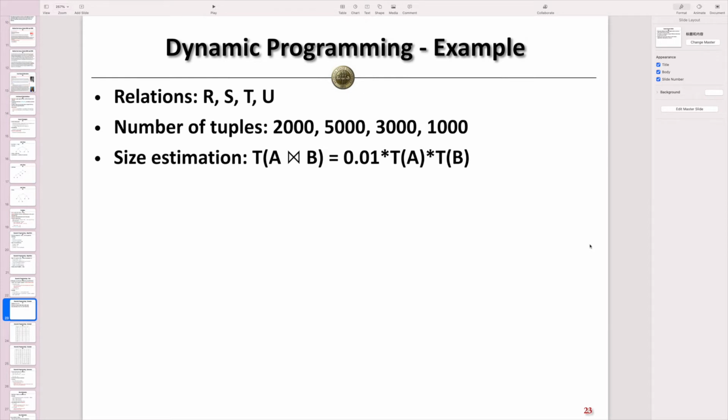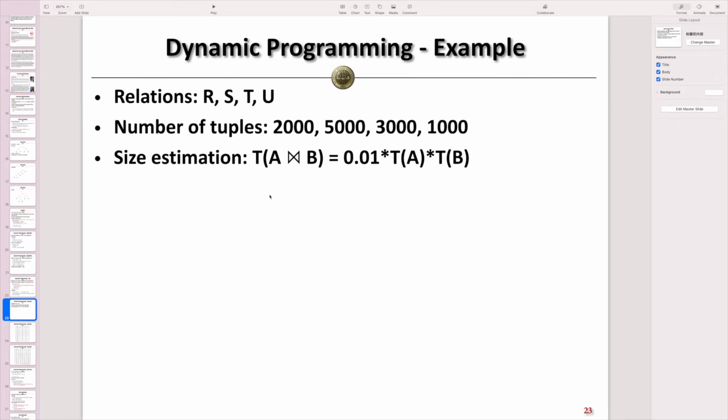We're still studying the joins among multiple relations, and we can take this one as an example. Let's assume we have multiple relation inputs. They are R, S, T, U. They are 4 relation inputs. And we also know the number of tuples inside the relations. They are 2k, 5k, 3k, and 1k. Here we will define the size of the join results.